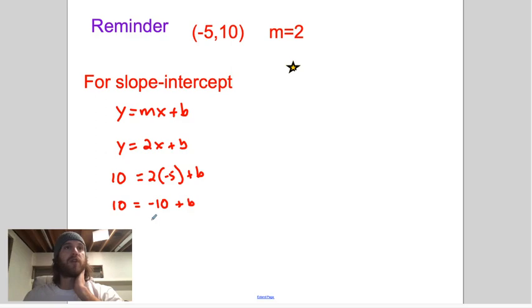Now, to solve for b, we're going to add 10 to both sides. Great. So that ends up being 20 equals b, so our last step is to write our final equation, which is y equals 2x plus b.